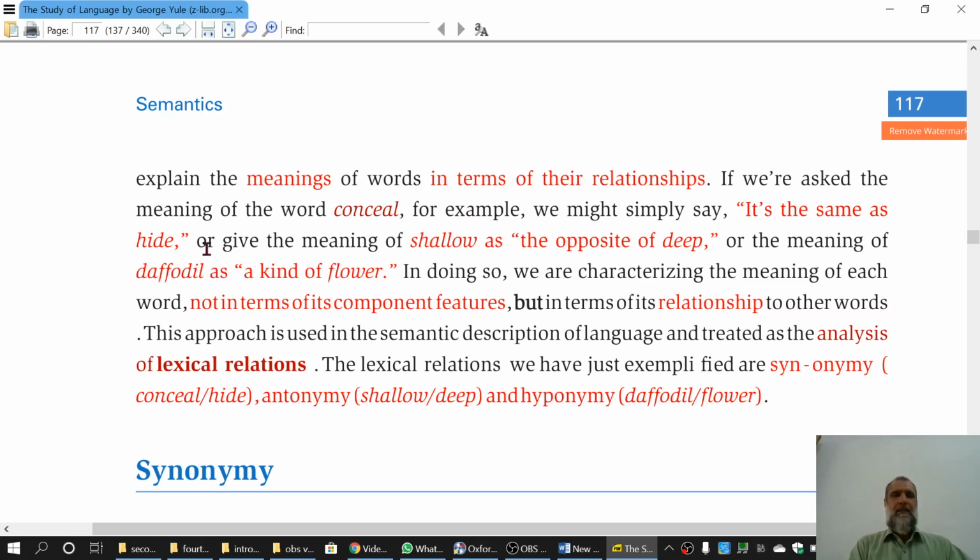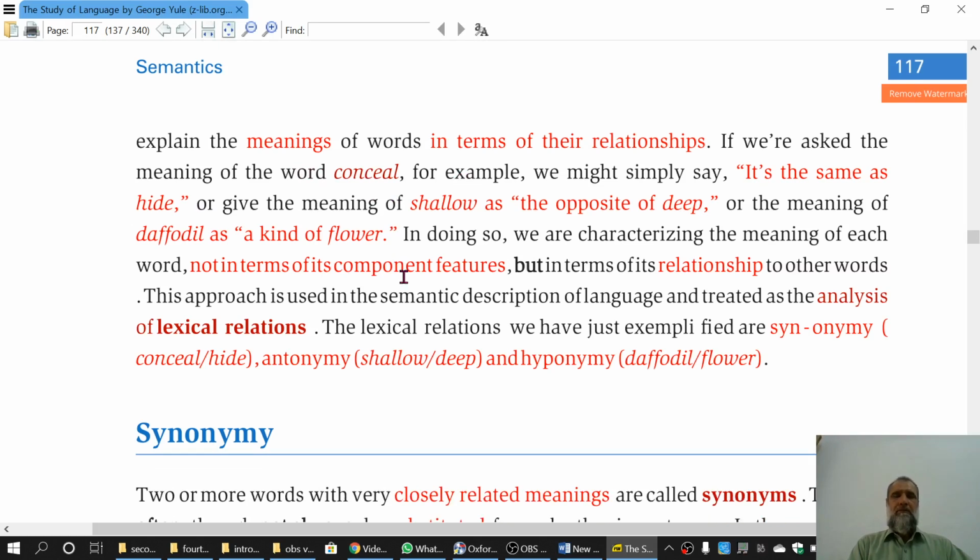So conceal means hide. Hide and conceal have got the same meaning. The same is the case with the word shallow, but we give its meaning with another word which is its opposite. This was giving the meaning of conceal with the same meaning, but here we try to understand the word shallow with its opposite meaning, which is deep. So we say that shallow is the opposite of deep. There can be another type of relationship. This relationship is called antonymy. This upper relationship is referred to as synonymy.